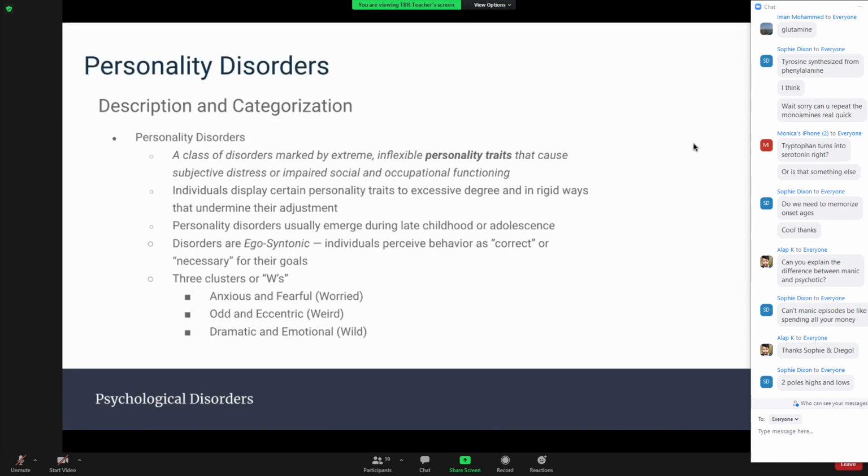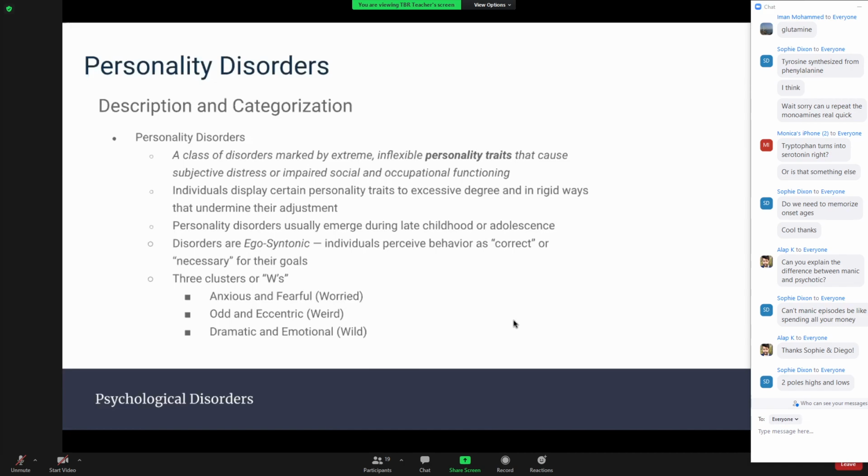And these traits cause distress or impaired social and occupational functioning. So you've got a trait that's too extreme and causes some issues, either with distress or day-to-day function. Individuals with personality traits exhibit those traits in really excessive and rigid ways, and they have a really hard time adjusting the degree to which those traits overtake other ones.